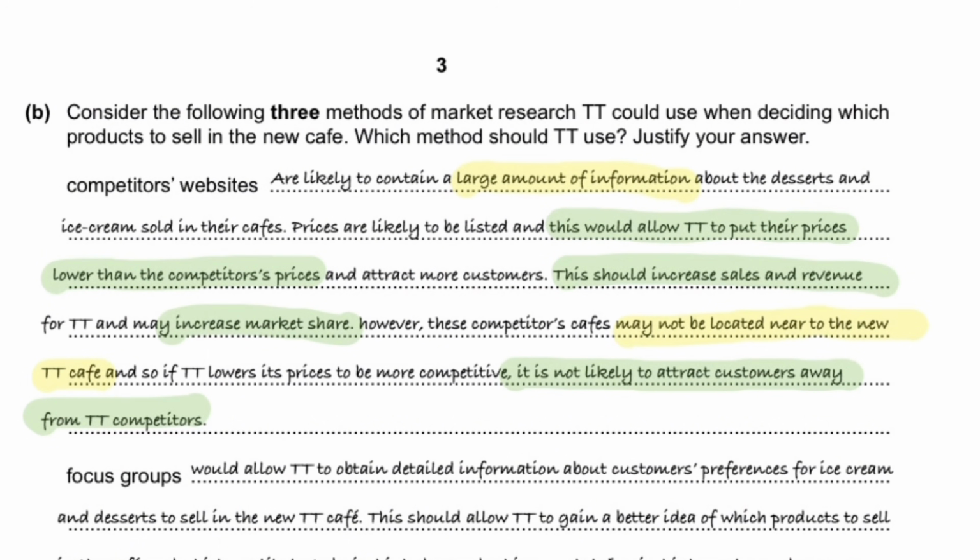As you can see in this answer here, there is an advantage and disadvantage identified for competitors' websites, and there is clear analysis of the impact for both, and also they have applied, as they said, cafes. So for the first paragraph, I am very happy to give it its first level 2.